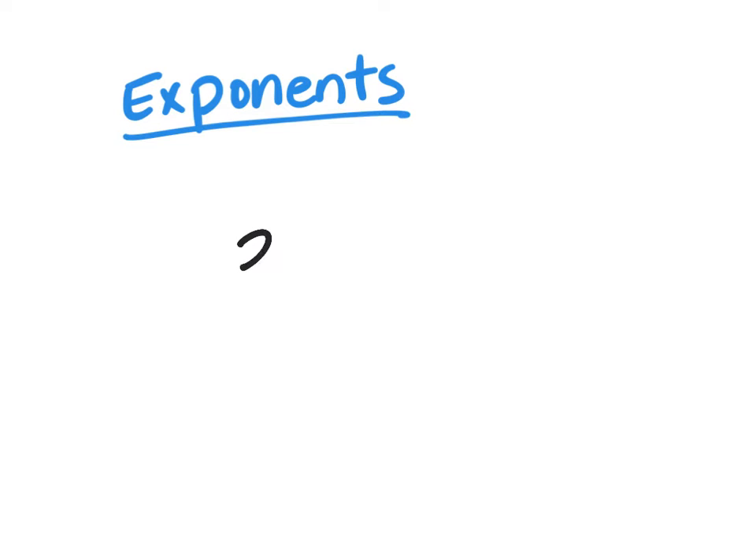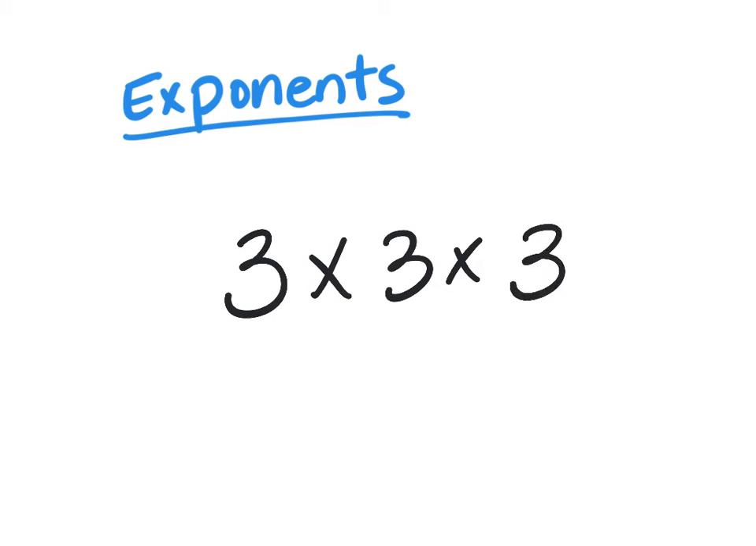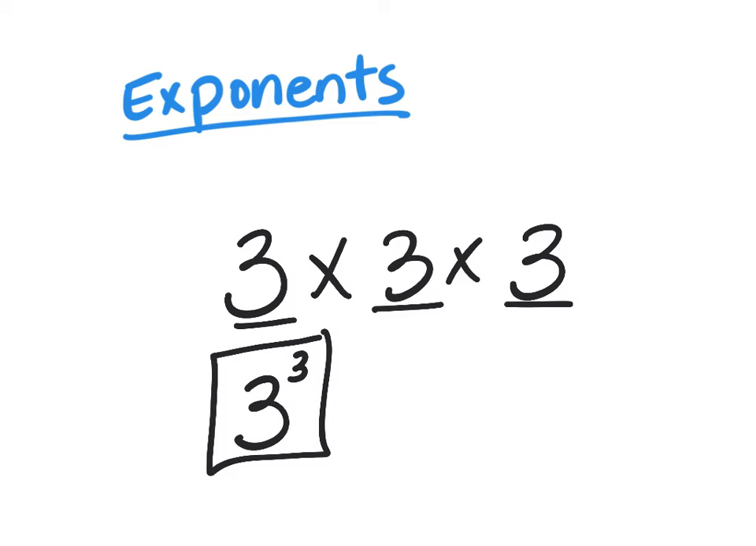If I showed you 3 times 3 times 3, there's a way we could shorten that. We could say 3, and we want to multiply it by itself 3 times. We might say something like 3 to the third.